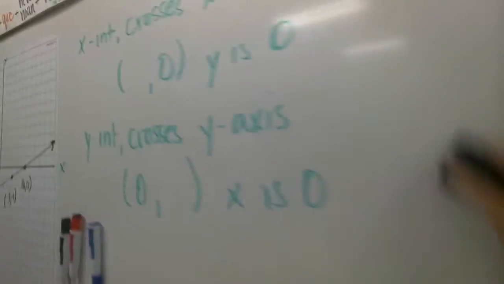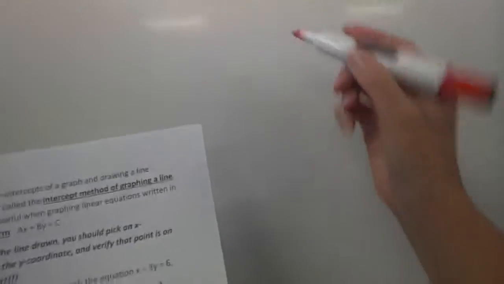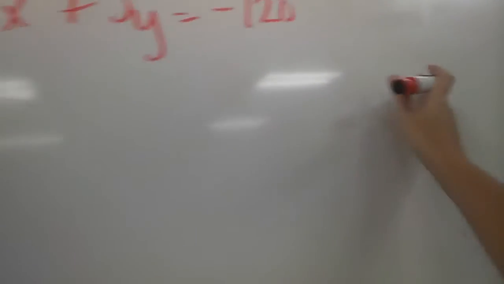Erase standard form. Erase my notes over here. Erase my graph. All right, so another equation. We're going to get another equation here. 40x plus 3y equals negative 120. Eek! That one seems a little crazy, but let's find our intercept.